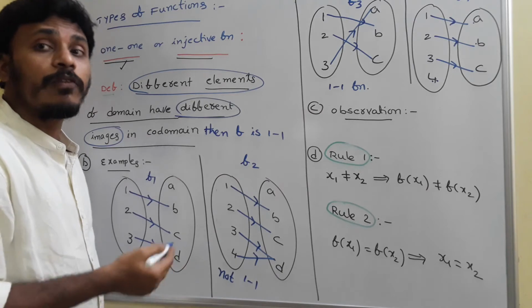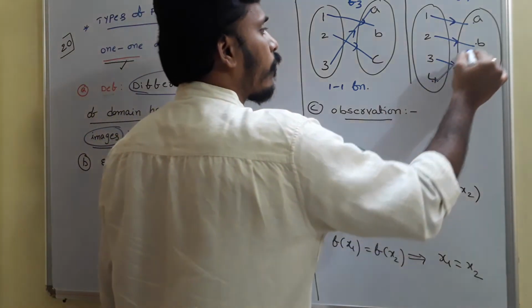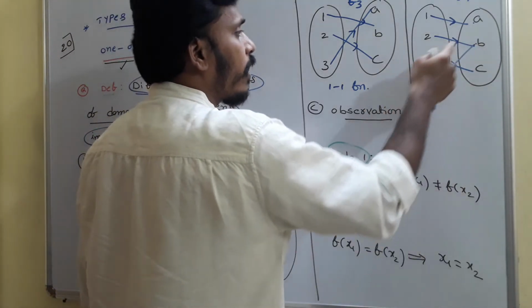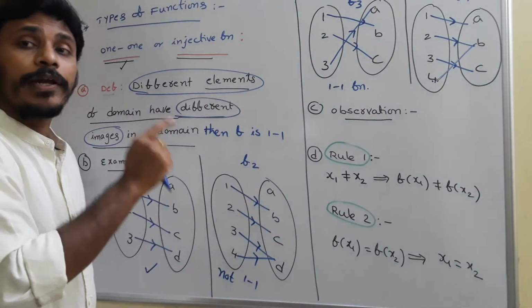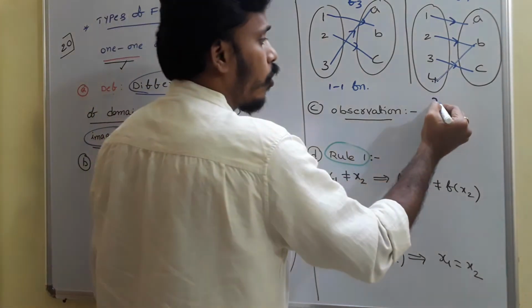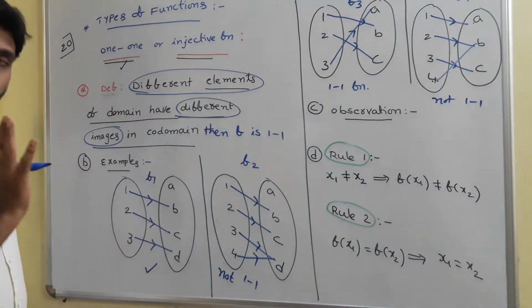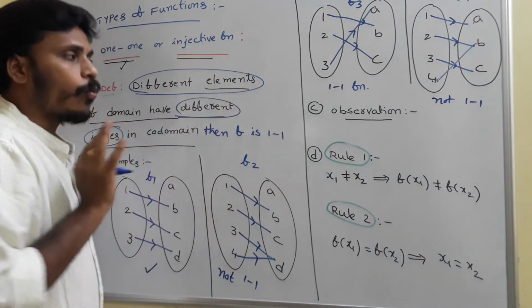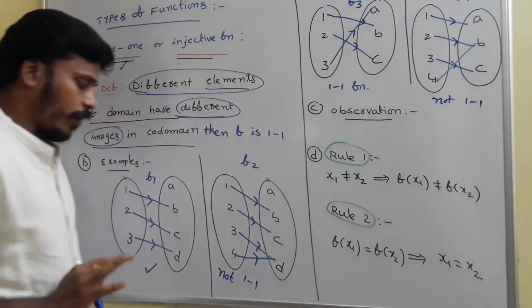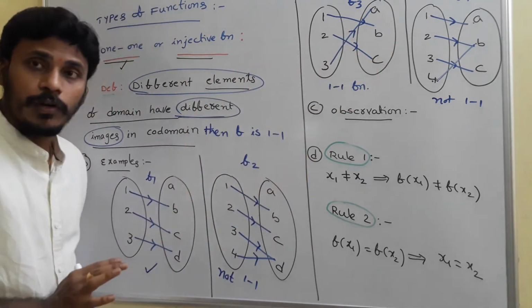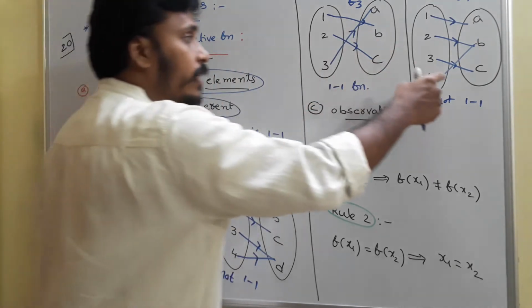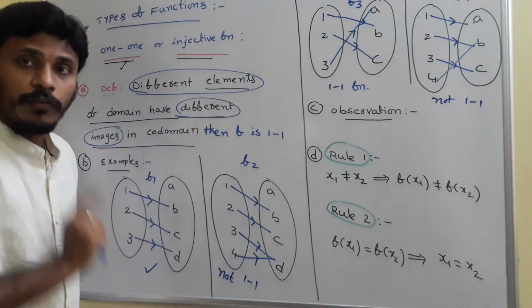Then it fails to be 1-1. Suppose I connect 4 to B. 2 and 4 are different and they are connecting to B, so it is not a 1-1 function. So when you observe these examples, this is a 1-1 function, this is not a 1-1 function, this is a 1-1 function, and that is also not a 1-1 function. The second one and the fourth one are not 1-1 functions.